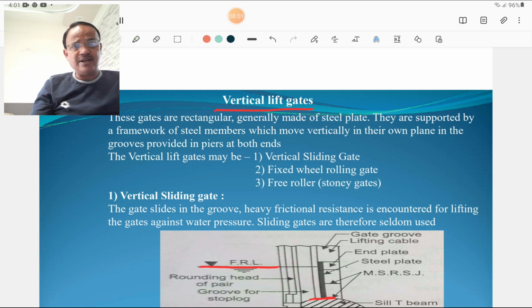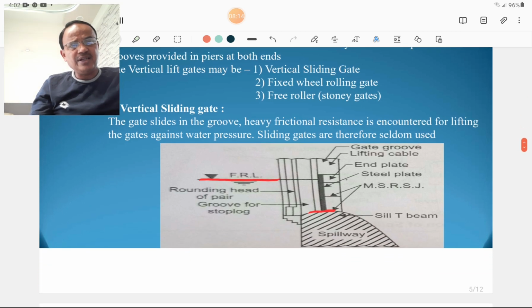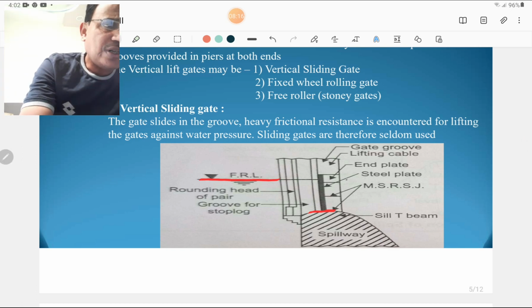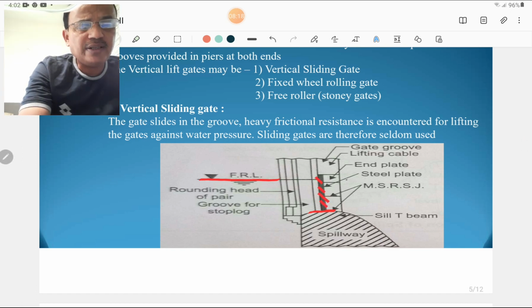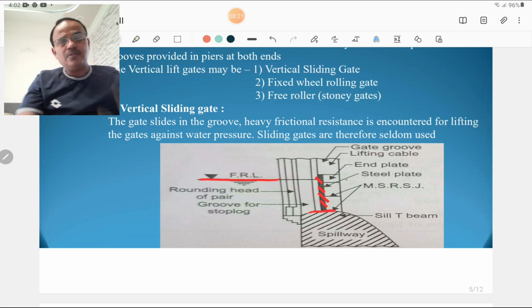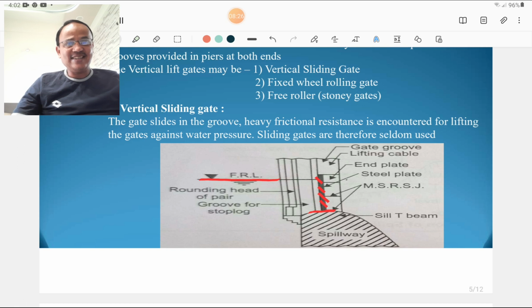The vertical lift gate may be a vertical sliding type, a fixed wheel rolling gate, or a free roller Stoney gate. We term it a Stoney gate for the free roller arrangement. This is a vertical lifting type of gate. This is the steel plate, which is placed to work as a spillway gate. The gate slides in the grooves. Heavy frictional resistance is encountered in lifting the gates against the water pressure. Sliding gates are therefore seldom used.